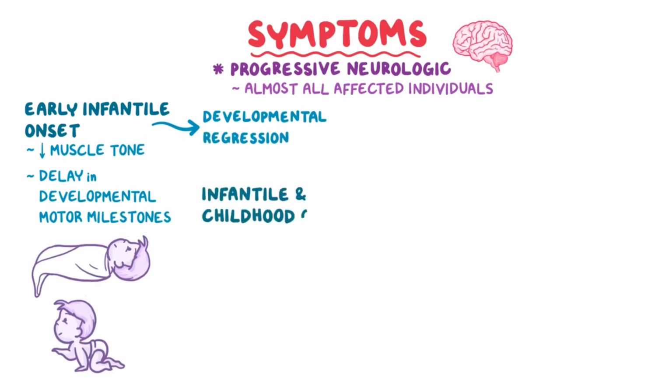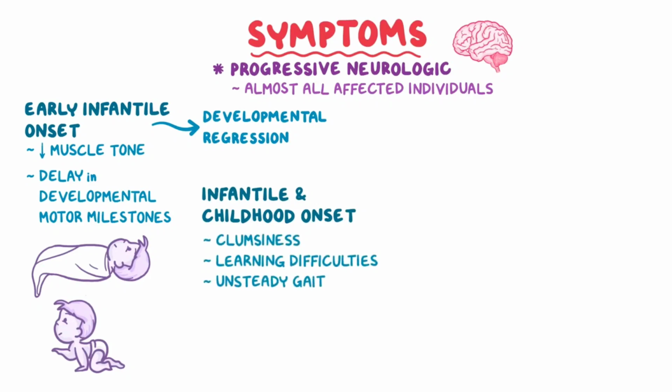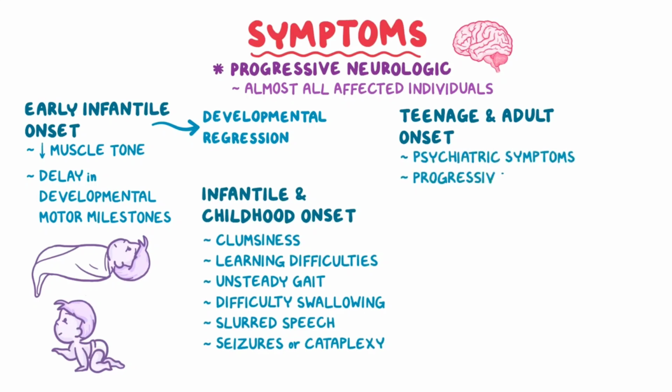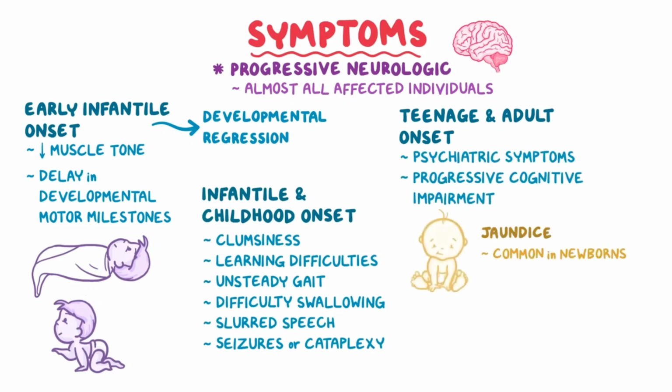Infantile and childhood onset often begins with clumsiness and learning difficulties, and progresses to unsteady gait, difficulty swallowing, and slurred speech. Some children experience seizures or cataplexy, which is a sudden loss of muscle tone provoked by something perceived as amusing. With teenage or adult onset, there can be psychiatric symptoms and progressive cognitive impairment. Jaundice is more common in newborns, but rare in older children or adults.